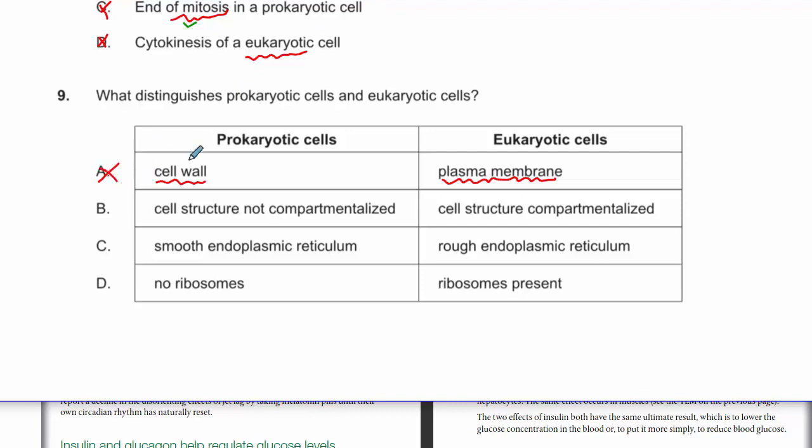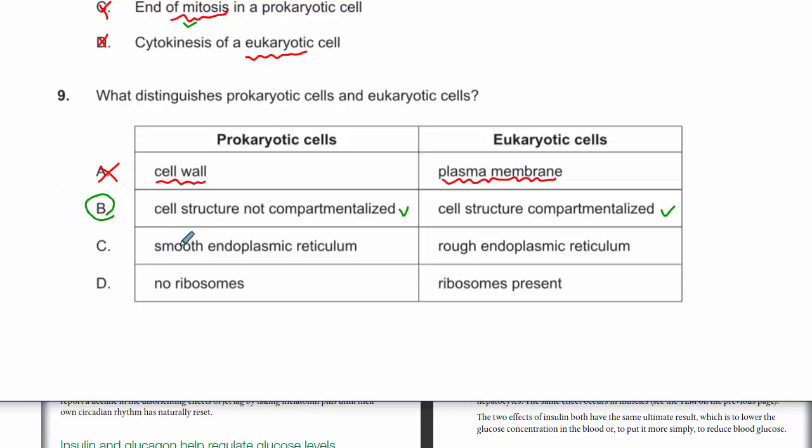I think it's wrong. B. Prokaryotic cells: cell structure not compartmentalized, and that is true. And all eukaryotes have compartmentalization, for example in the nucleus, which stores all the chromosomes. So this one is probably the correct one. But let's just check the two others.